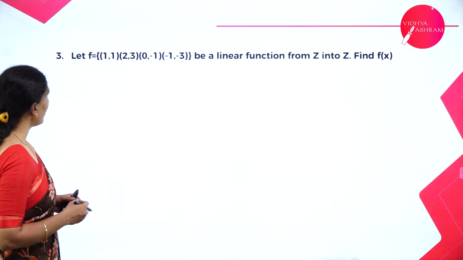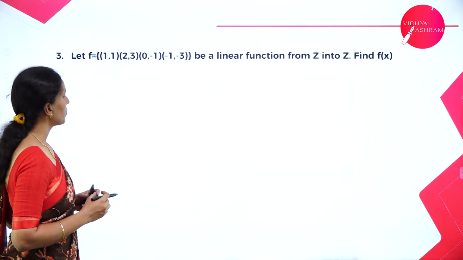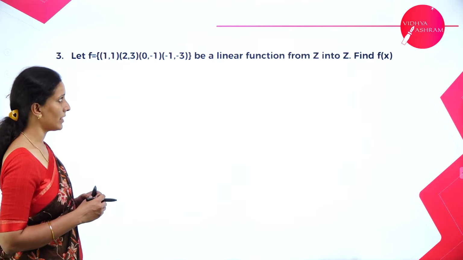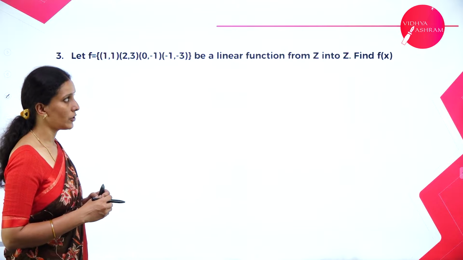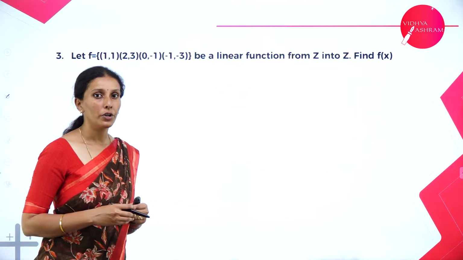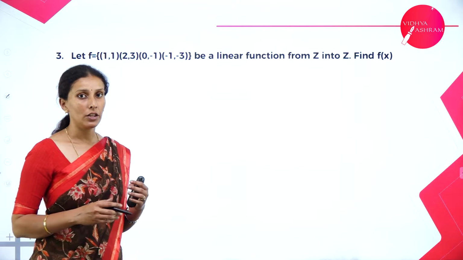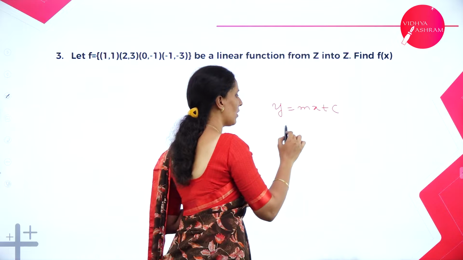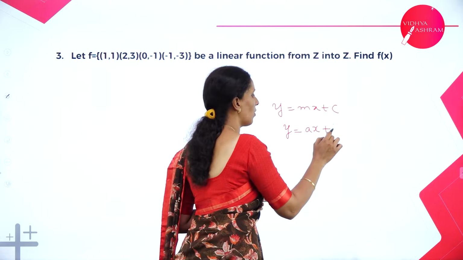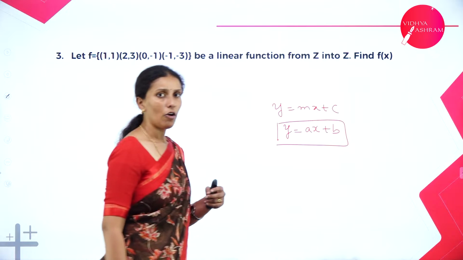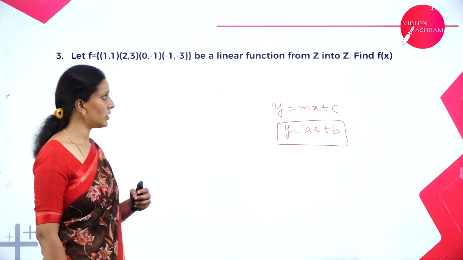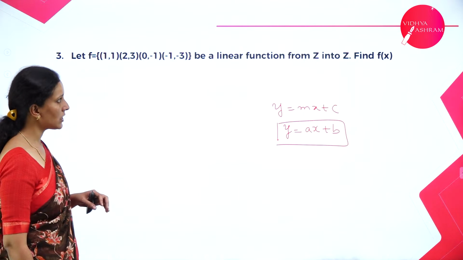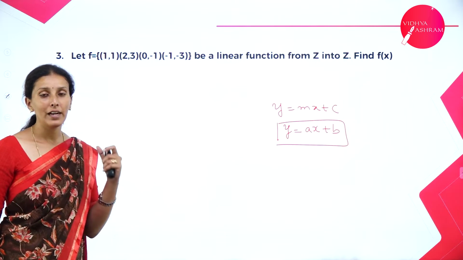Next we have: let f be a function whose ordered pairs are given, (1, 1), (2, 3), (0, minus 1), (minus 1, minus 3). Let it be a linear function from Z into Z, find f of x. We have studied what we mean by a linear function. Any function in the form of y is equal to mx plus c, or we can take y is equal to ax plus b, any two constants. Any function in this form can be taken as a linear function, and here we have defined the linear function from the set of integers to the set of integers. We need to define f of x here.